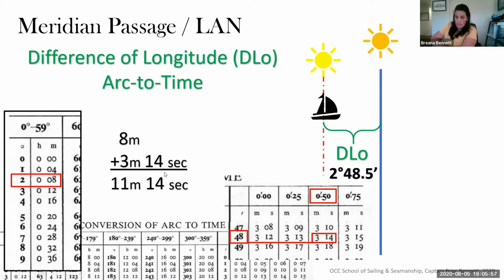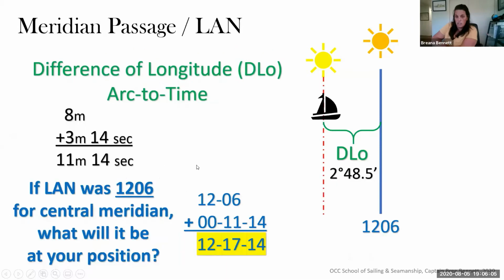And we're going to put that in, and then we're going to add those up, and we have 11 minutes and 14 seconds. So if my LAN for the sun happened at 12:06, I have a difference of time of 11 minutes and 14 seconds, and that's going to be after. So the sun is going to cross here at 12:06. 11 minutes and 14 seconds later, at 12:17, it's going to pass my meridian of where I am.